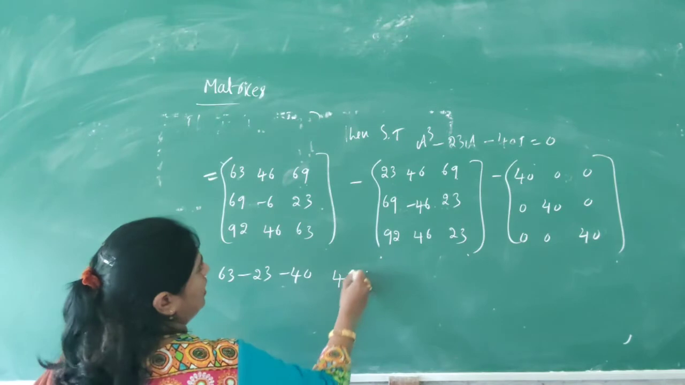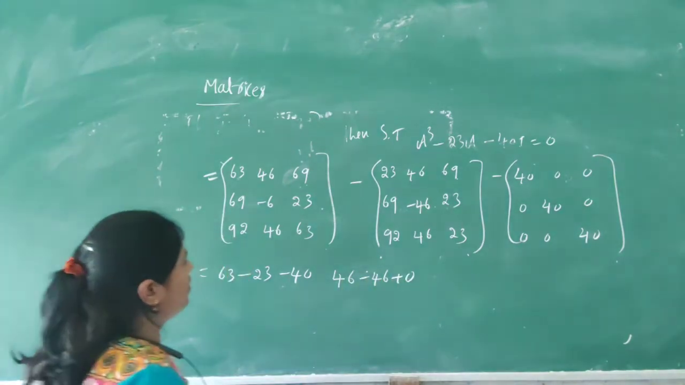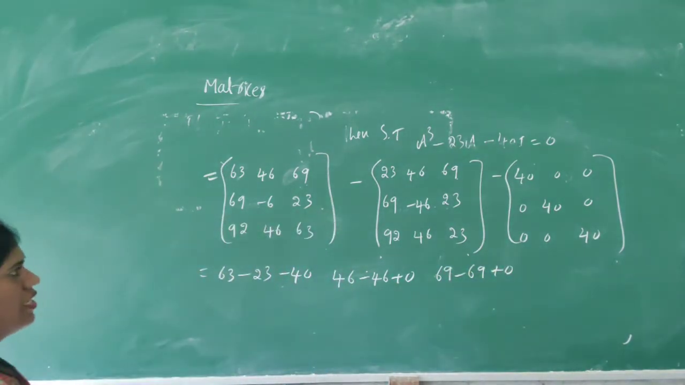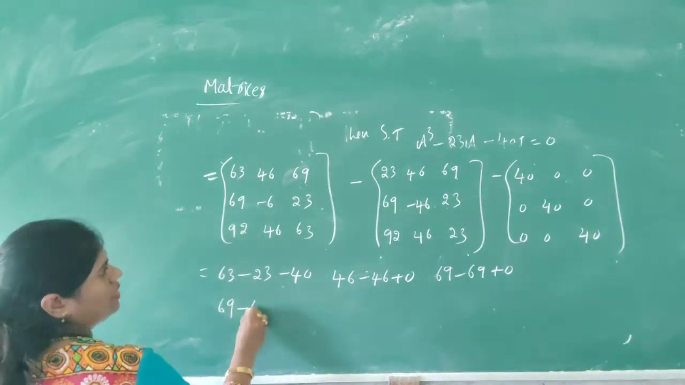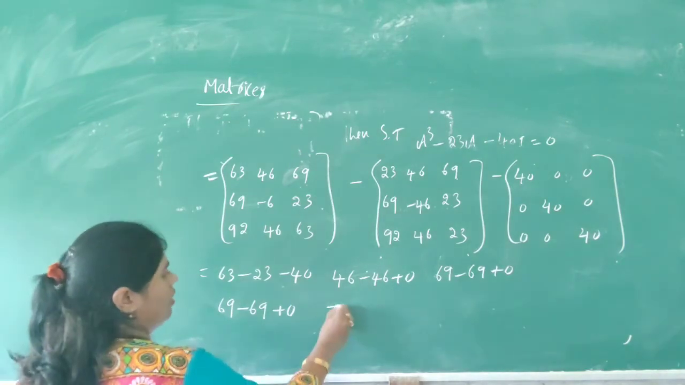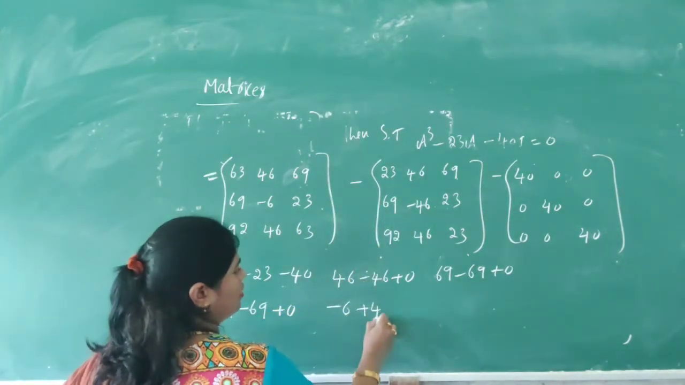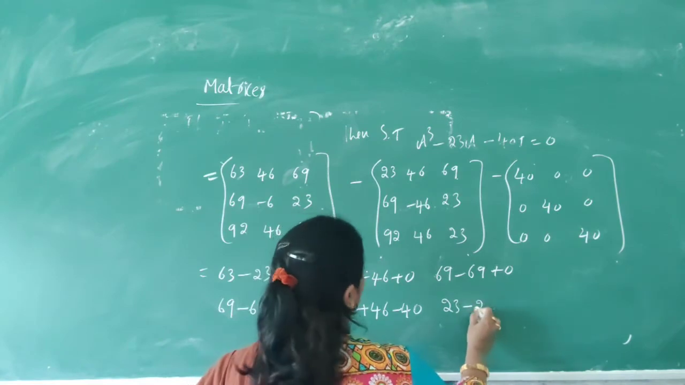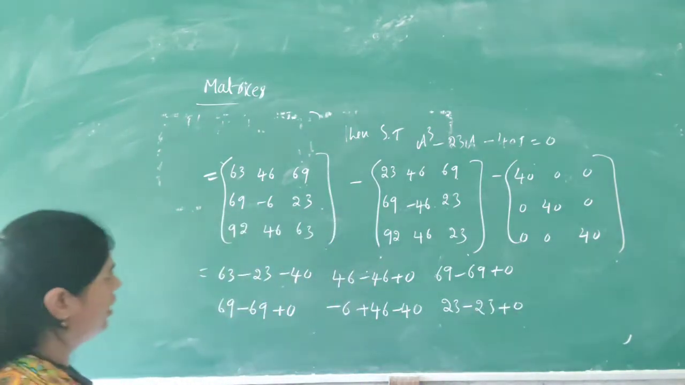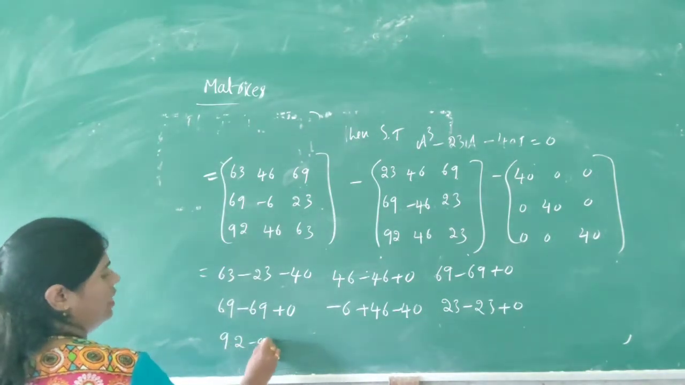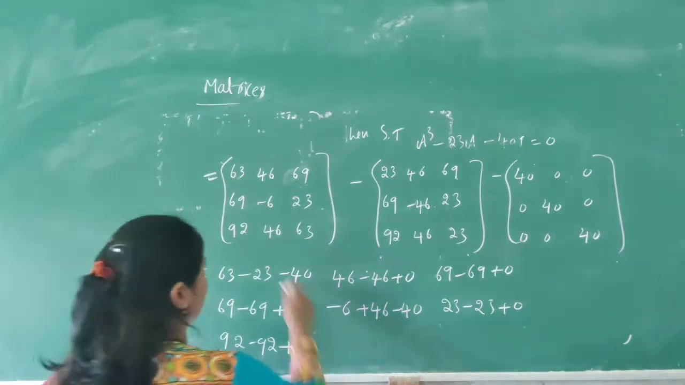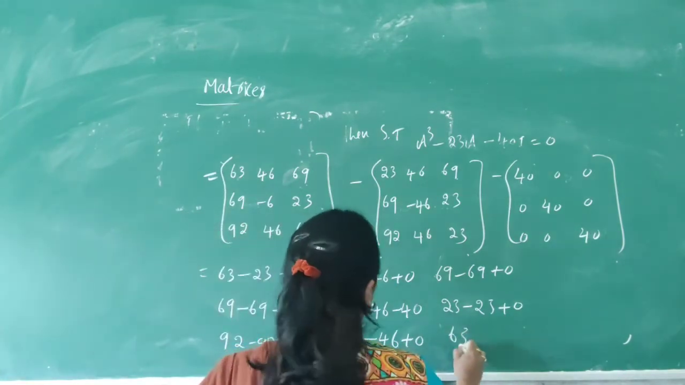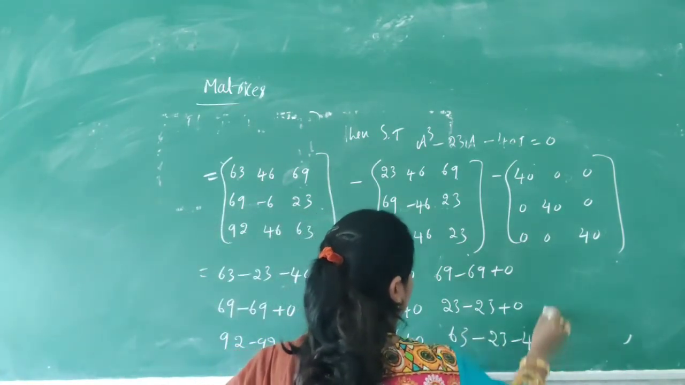63 minus 23 minus 40. So 46 minus 46 plus 0. Next, 69 minus 69 plus 0. Next corresponding elements, 69 minus 69 plus 0. So minus 6 minus 6 plus 46 minus 40. Next one is 23 minus 23 plus 0. Next one is 92 minus 92 plus 0. Next one is 46 minus 46 plus 0. So 63 minus 23 minus 40.